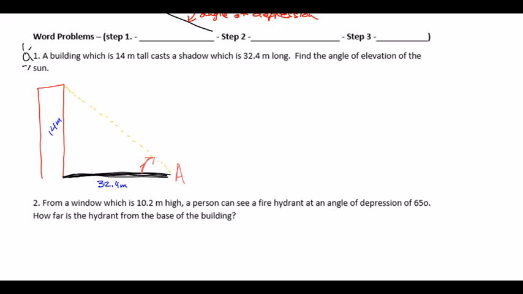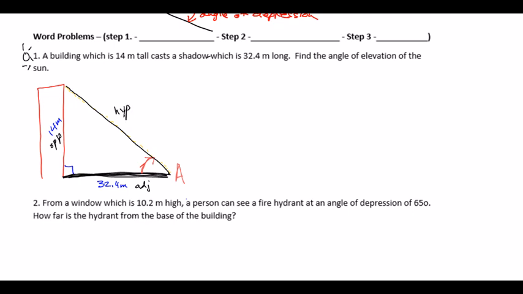You know that the angle between the horizontal and the vertical is 90 degrees. So essentially what we have here is a right triangle that extends from the top corner of the building all the way along the ground to point A. Now, we need to find angle A. We need to label the sides as adjacent, opposite, and hypotenuse. So let's label this as the adjacent, this as the opposite, and this as the hypotenuse.